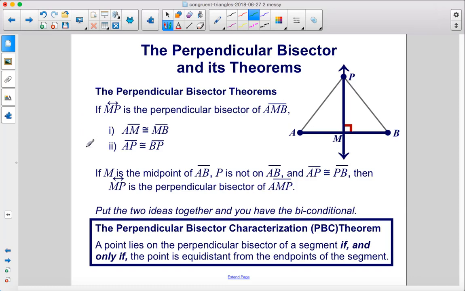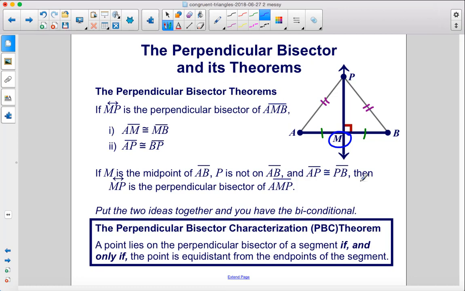The perpendicular bisector theorems. If MP is the perpendicular bisector of AB, then AM is congruent to MB and AP is congruent to BP. If M is the midpoint of AB and P is not on AB and AP is congruent to PB, then MP is the perpendicular bisector of AB.